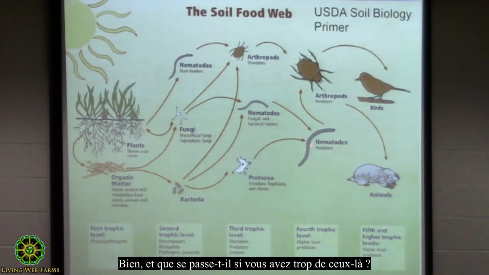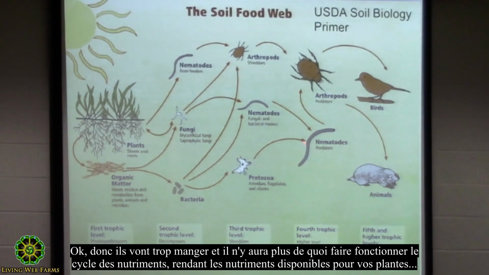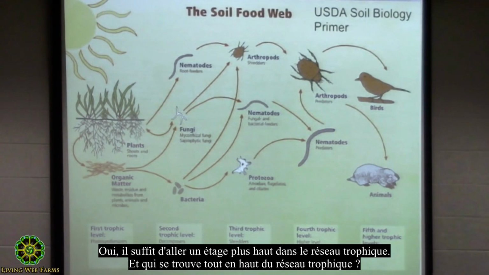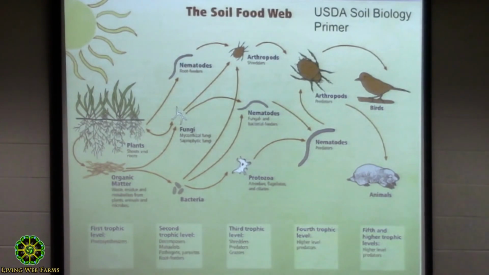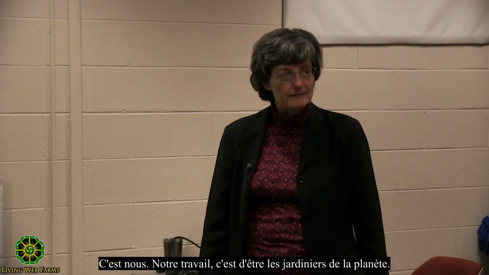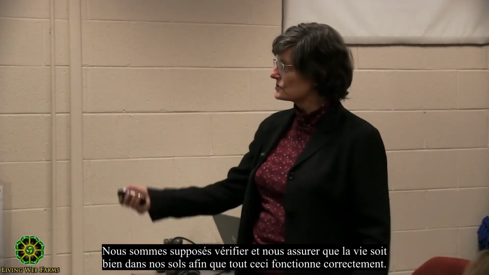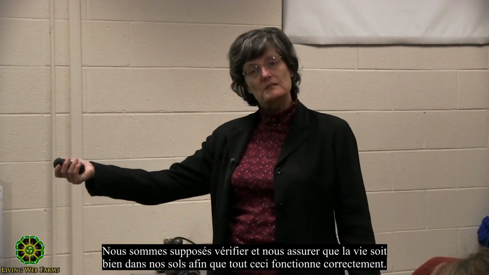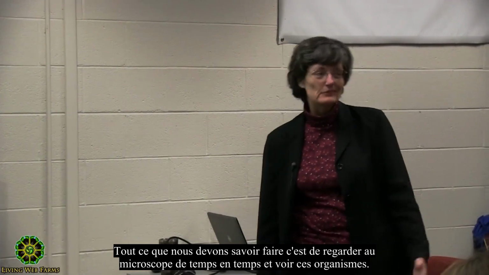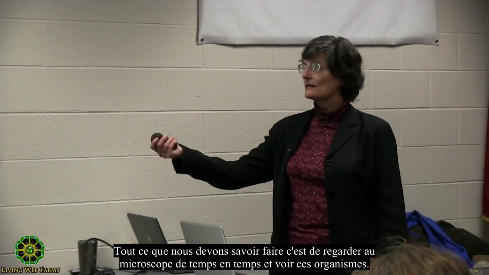Okay, what if you get too many of these? Okay, then they're going to overeat and there's no nutrient cycling, nothing being made available to your plant. So, oops, how do you keep them in control? Yeah, just go right on up the food web. Who's the top of the food web? We are. Our job is to be the gardeners of the planet. We're supposed to be checking and making sure that the life is present in our soil, so this is all functioning properly. All we really need to be able to do is look through a microscope every once in a while, and you can see all of these organisms.